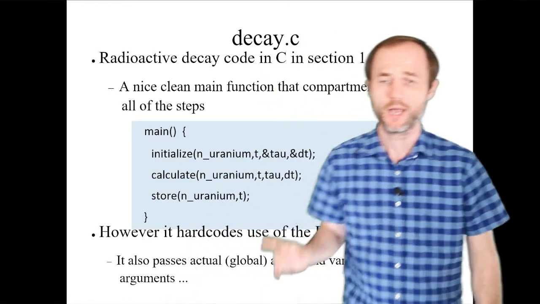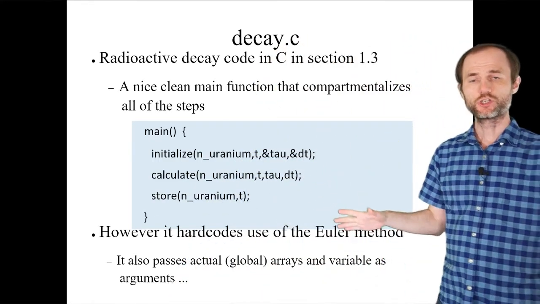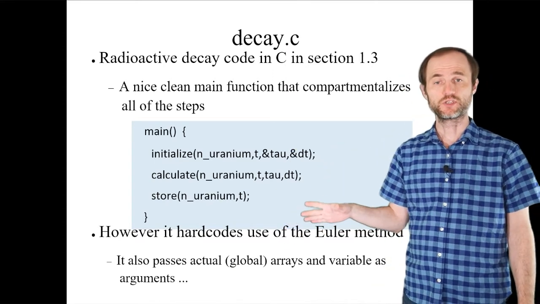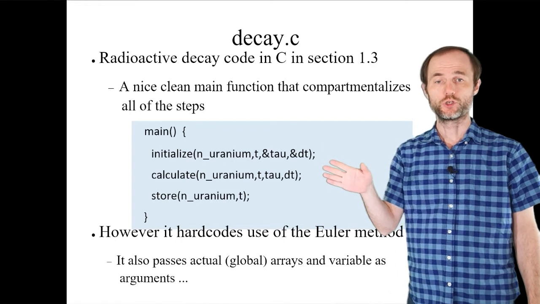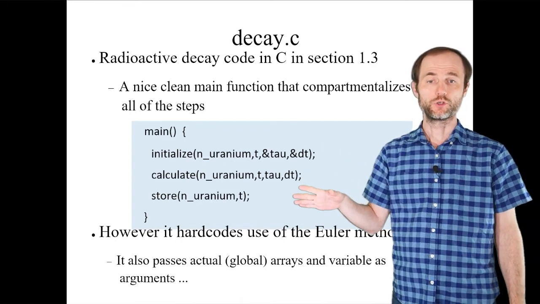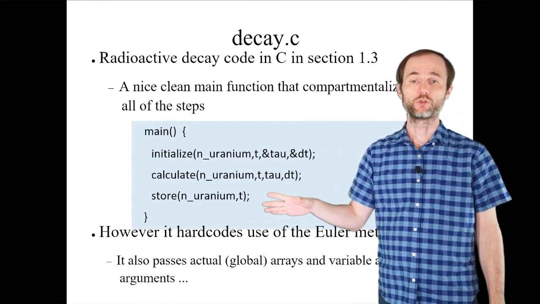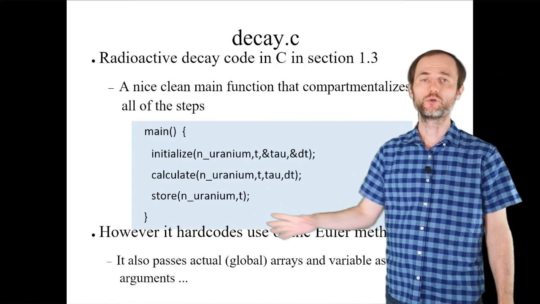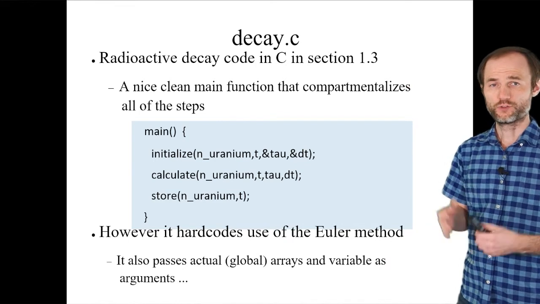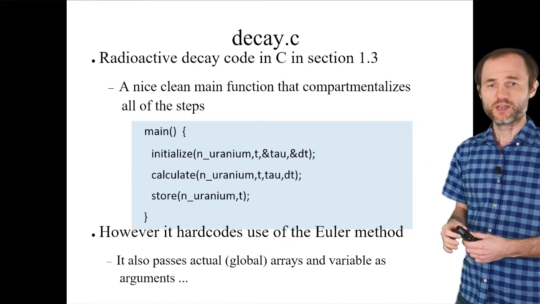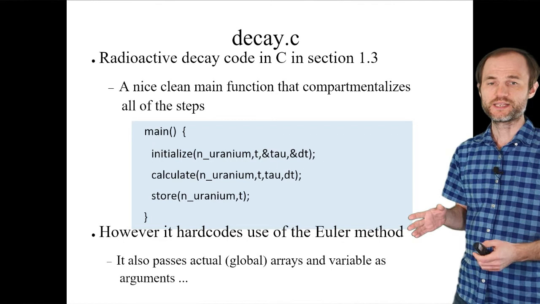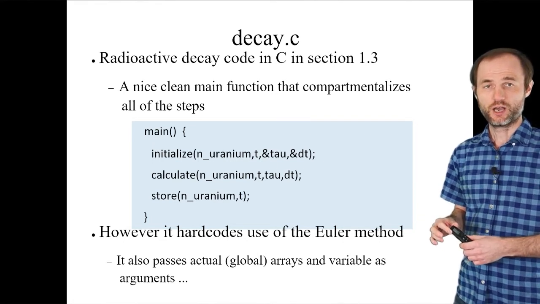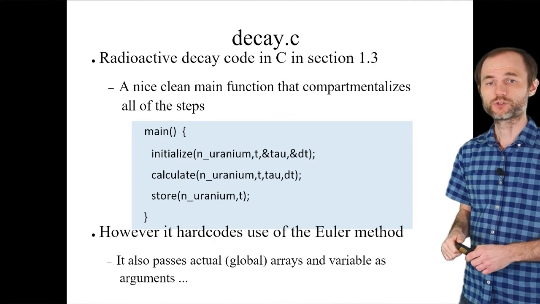So this is a clean function main that compartmentalizes the various steps in our solution. At first, we're going to initialize our integrator, then we're going to calculate the solution, and we're going to store it. However, this method hard codes the use of the Euler integrator. It also uses global arrays, and it's not great from these points of view.